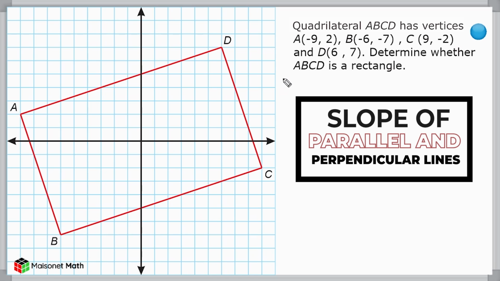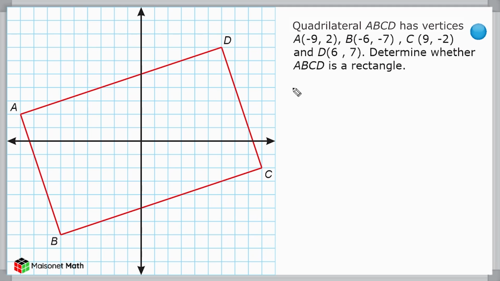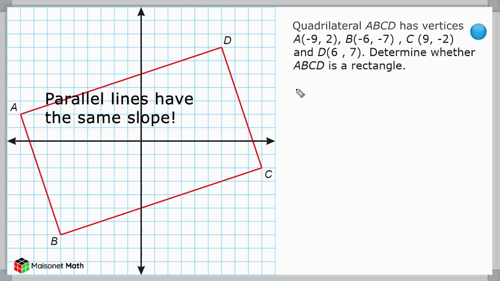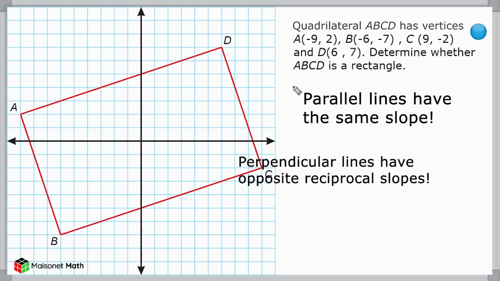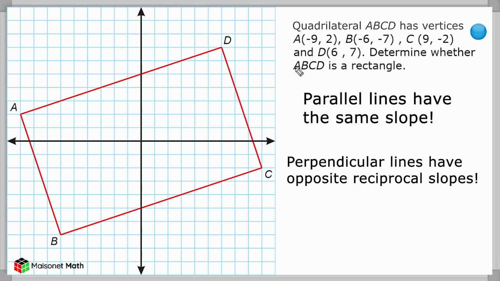In this video, what we're going to do is determine whether a quadrilateral is a rectangle using properties of slope. Very specifically, what we're going to do to prove that this is a rectangle is show that opposite sides are parallel and adjacent sides are perpendicular. As a reminder, parallel lines have the same slope while perpendicular lines have slopes that are opposite reciprocals.